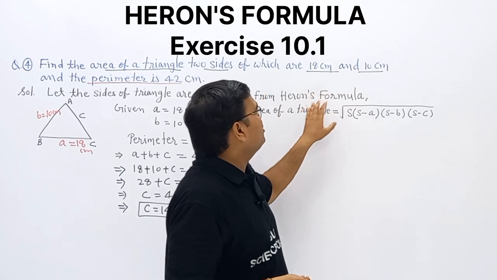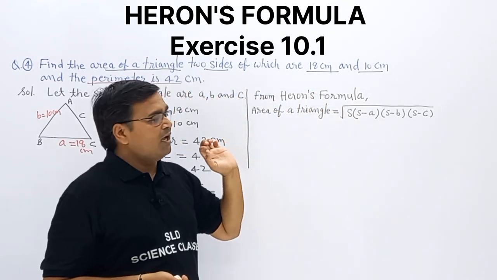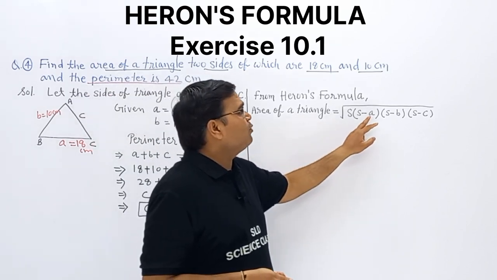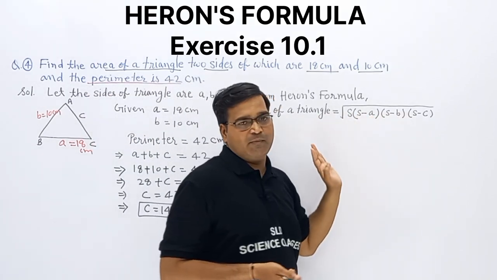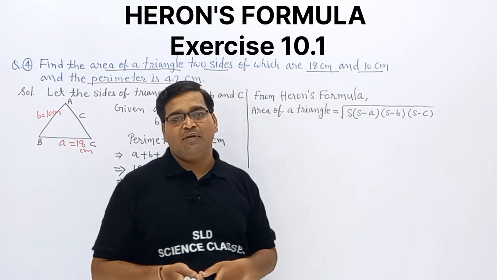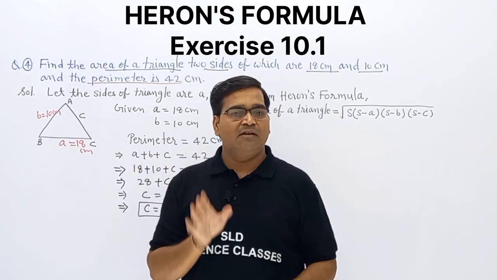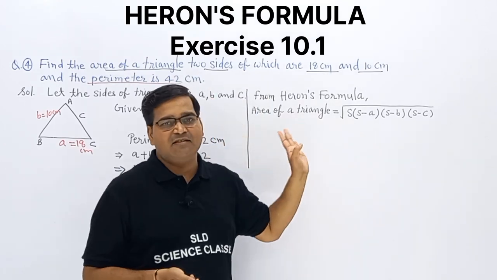What formula will we use? Heron's formula, in which we require all sides and the semi-perimeter. S is what? Semi-perimeter. The perimeter is given, and half of the perimeter will be the semi-perimeter. That S value we can find easily.